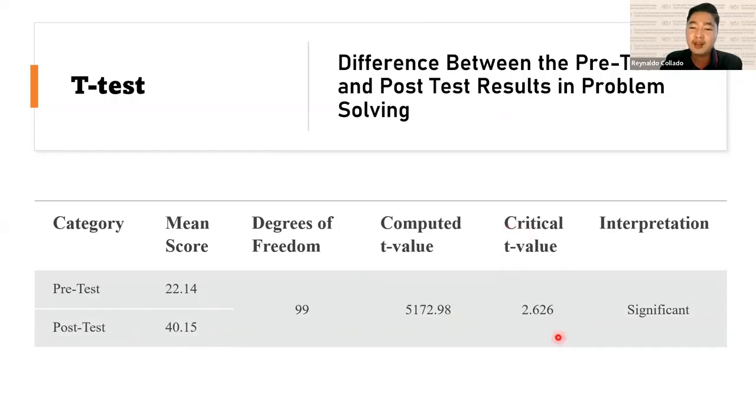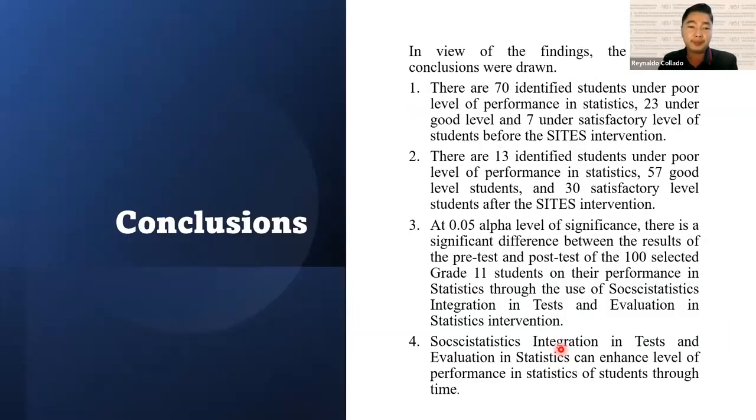Now, the critical value is 2.626. That shows significant differences for the entire results of the pretest and the post-test. It is very obvious comparing the mean alone, but I see that there is a need for me to clarify this using the t-test, which is why I presented this to you. Now, based on the results, the following conclusions were drawn.